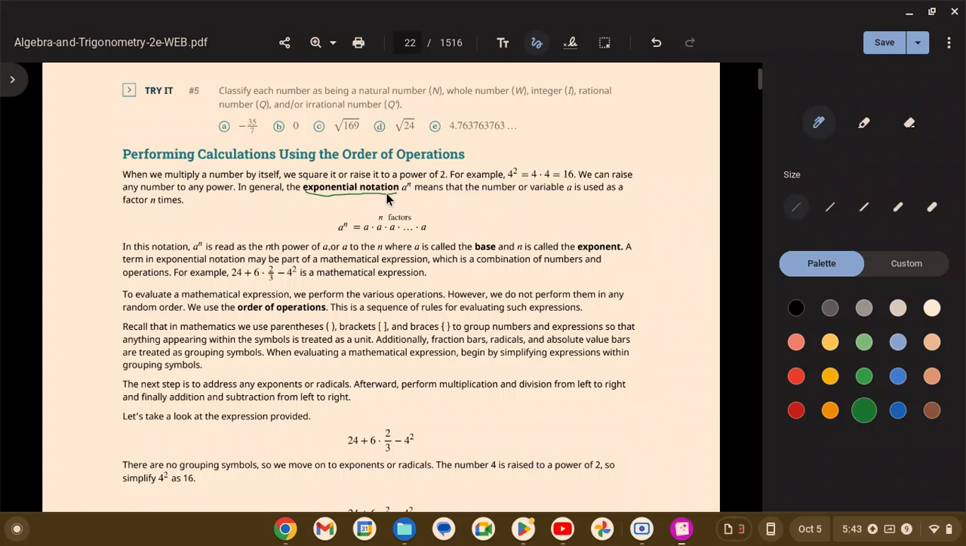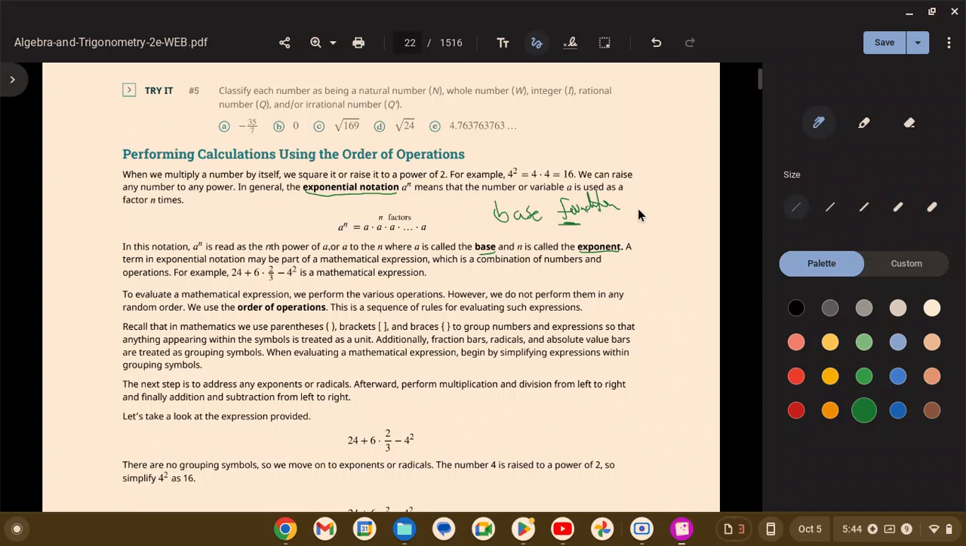In this notation, a to the n is read as the nth power of a, or a to the n, where a is called the base, and n is called the exponent. So base is the foundation, and the exponent is how far it gets raised.